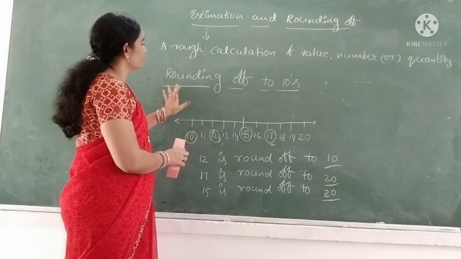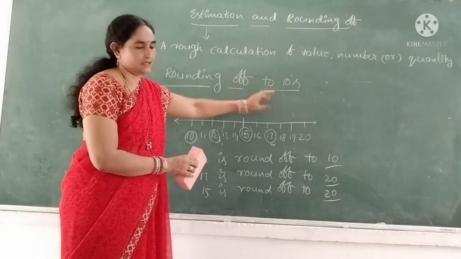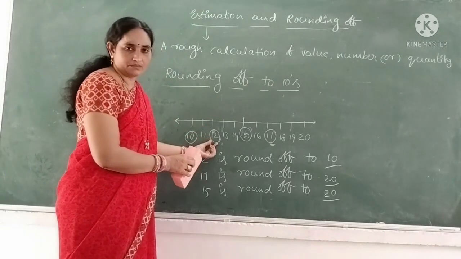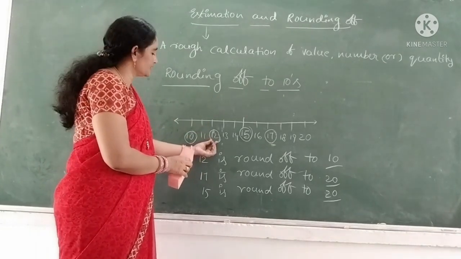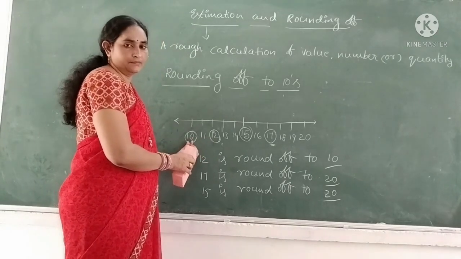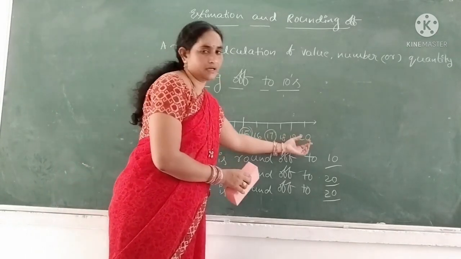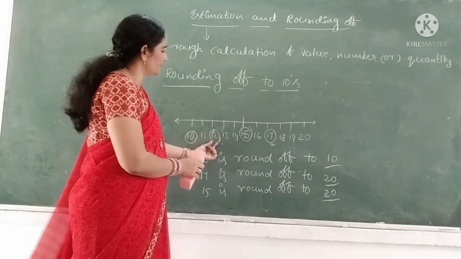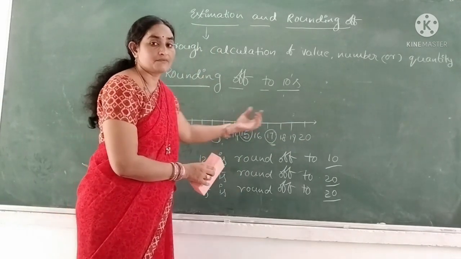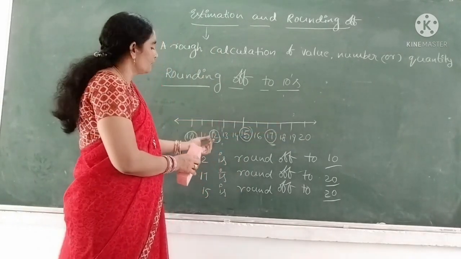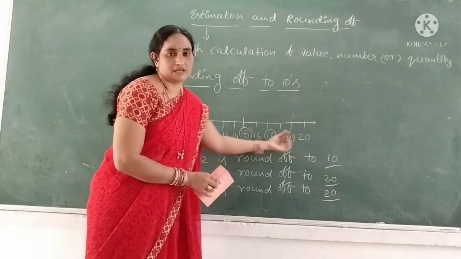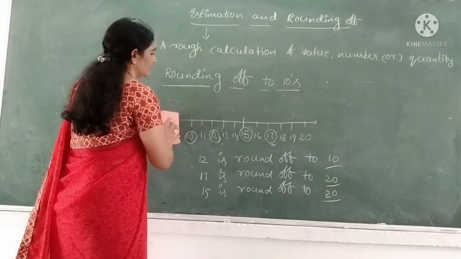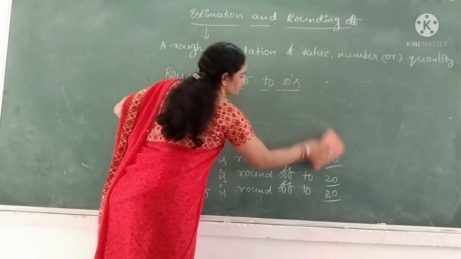What is this? Rounding off to tens. We take any number, we choose whether it is nearest to the tens before or the tens after, then we choose the nearest rounded number. So we take another example.